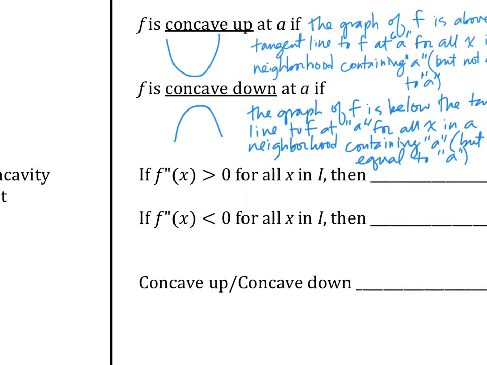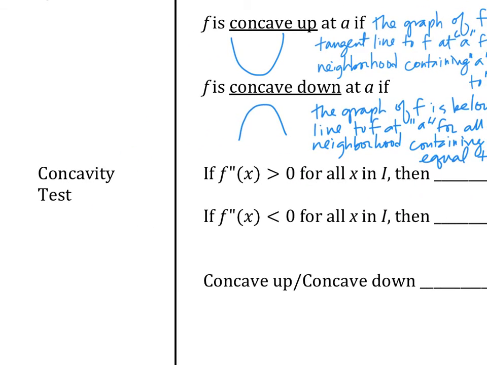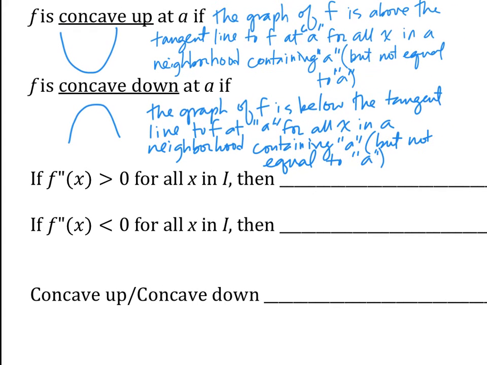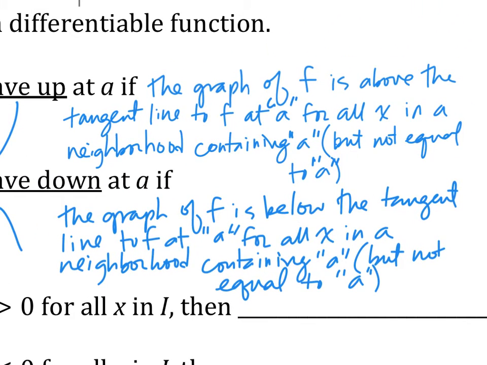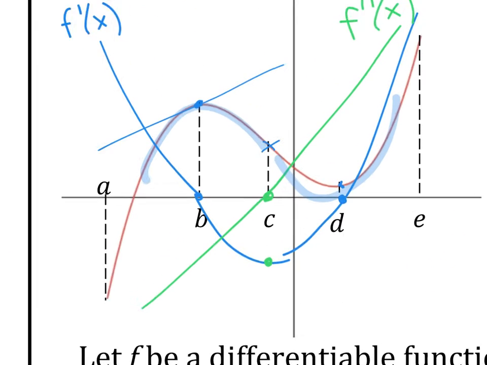Okay, next, concavity test. So, how do you know if something is going to be concave up or down? Did you guys finish copying? Not yet? Almost? So how do you know if something is going to look concave up or down, besides just looking at it? Sometimes it's not as easy looking at it. It's kind of tricky. So let's look at this graph.